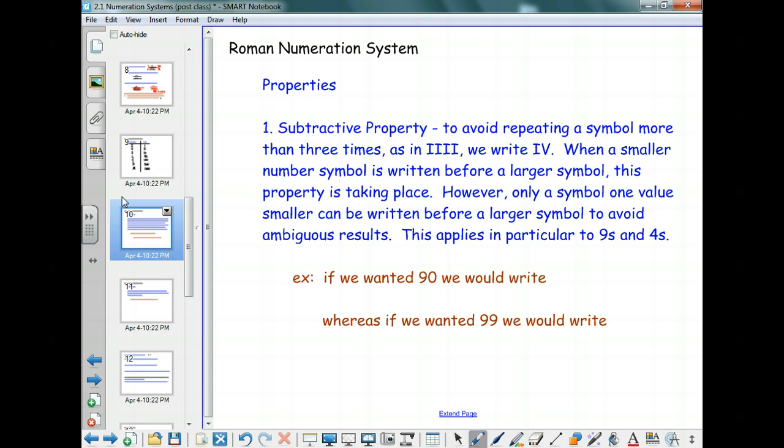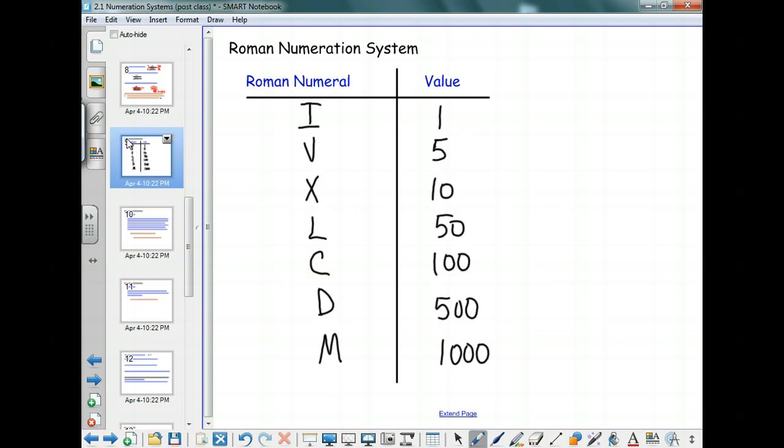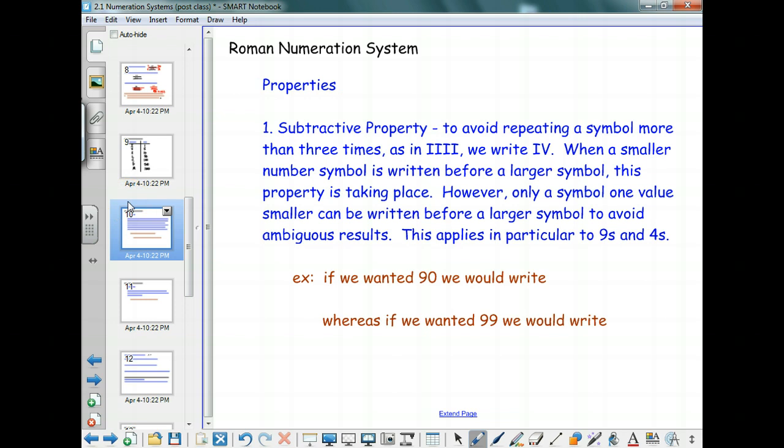So if we wanted to write 90, you take a look back over here. I don't want to write 9 10s. I also don't want to write a 50, an L, right? And then 4 10s, because that's 4 of the same symbol. We're not going to write 4 of the same symbol. So what could I do with these symbols in here instead to represent the number 90? XC. That's exactly right. So this is XC.